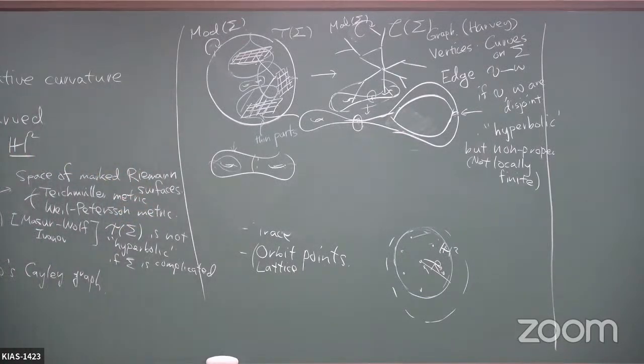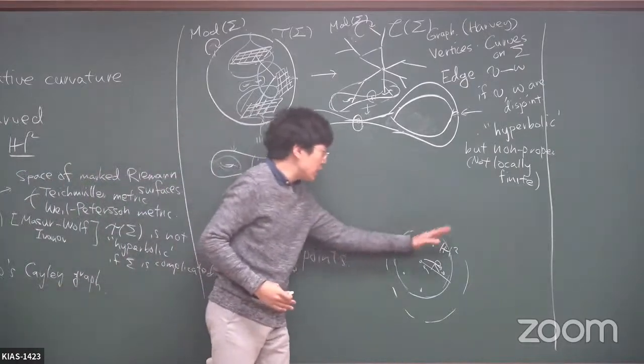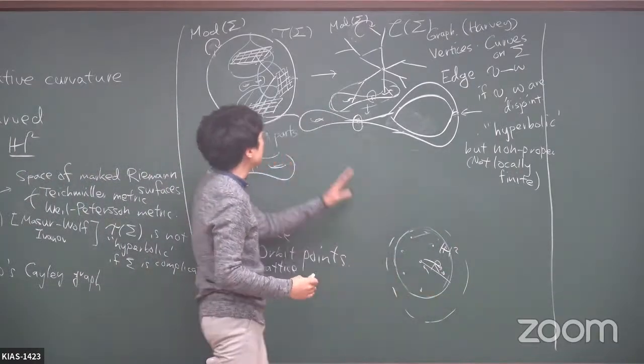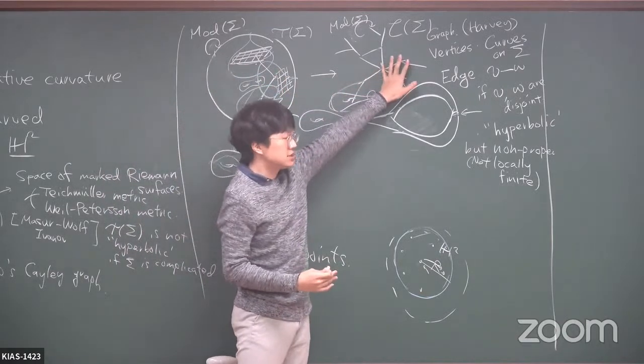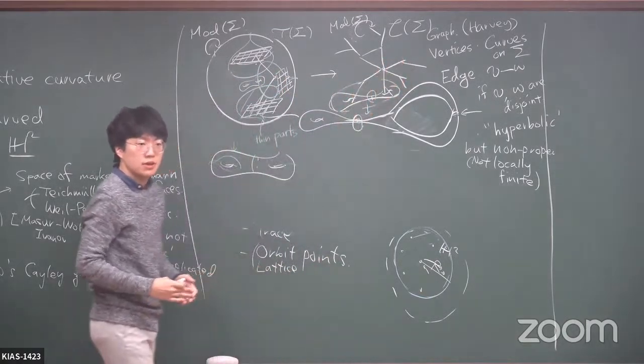Any question? You're using the distance on the graph. Yeah. So when you draw this kind of metric ball, then you can either draw on this Teichmüller space, or you can make use of this distance on the graph and draw the ball.